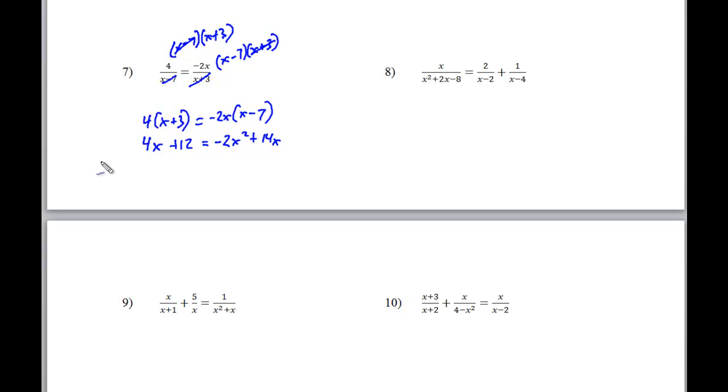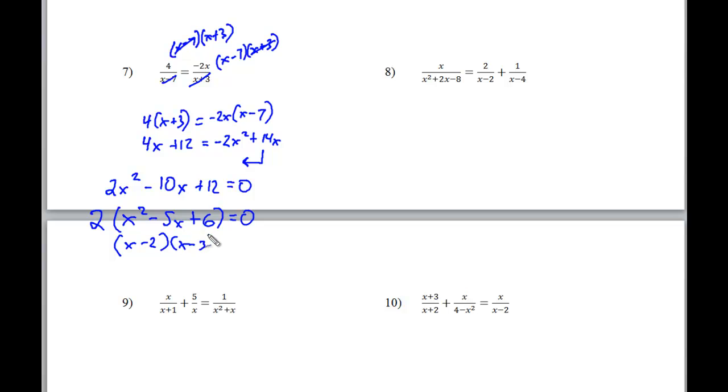Now watch, when I move everything to the left-hand side, because I have an x and an x squared, I get 2x squared, and I'm moving the 14x over here, so that gives me negative 10x plus 12 equals 0. And now I need to factor this. What's the first rule of factoring? The first rule of factoring is look for common terms. So we're going to pull out a 2. And so now I have x squared minus 5x plus 6 equals 0. Now I can easily find two numbers that multiply to make 6 and add to make negative 5. That is going to be x minus 2 and x minus 3.